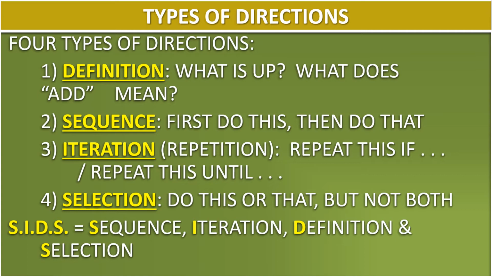And finally, there's selection, which means do this or that, but not both. It's kind of like a fork in a road. If it gets one set of instructions, it's going to go through one path of the program. If you give it another set of instructions or another set of values, it's going to take a different path in the program.